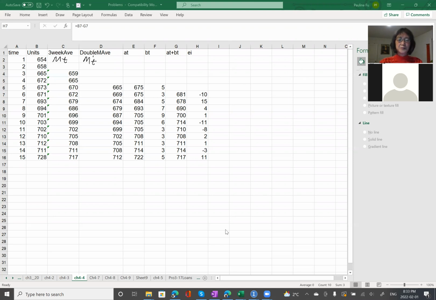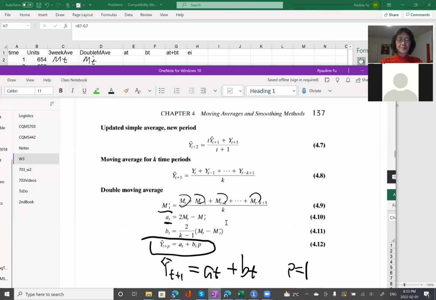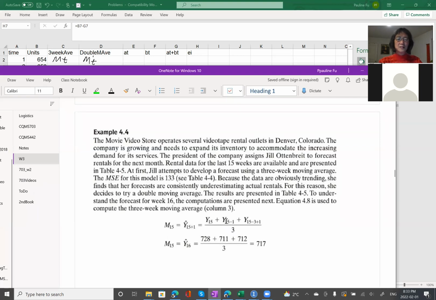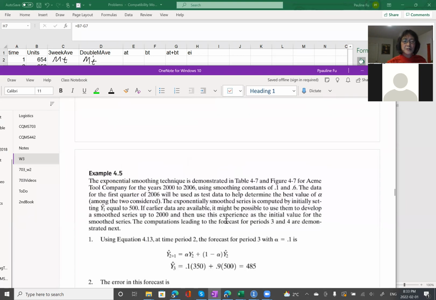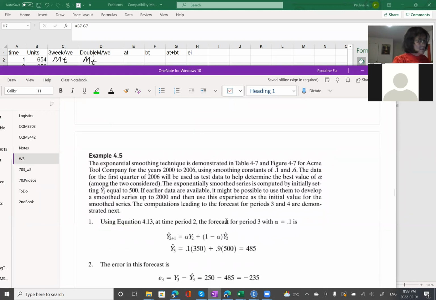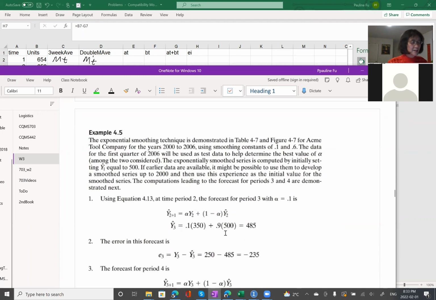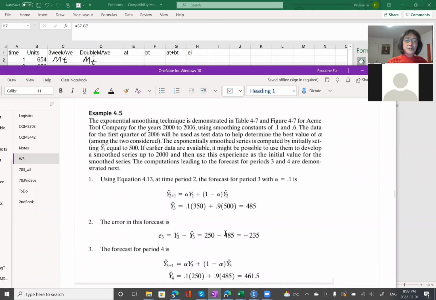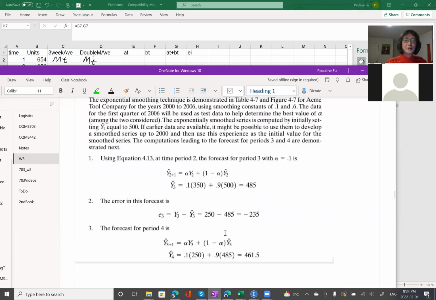So before the break, we did a moving average. Now we are going to do exponential smoothing. For this exponential smoothing, we are going to use example 4.5 in the textbook. It is all the calculations. We are going to use Excel to facilitate the calculation process, but you also need to understand the formula.